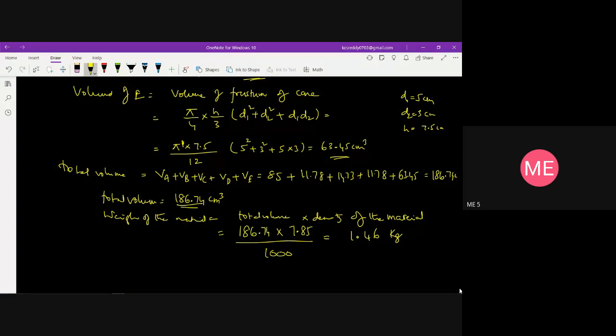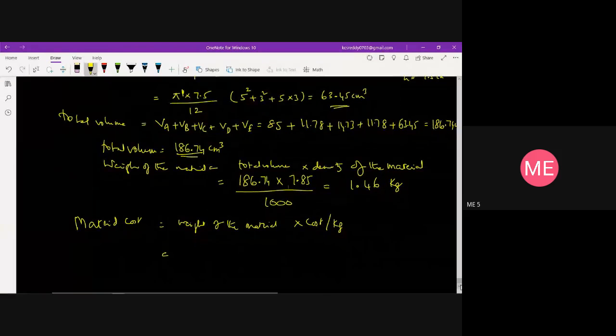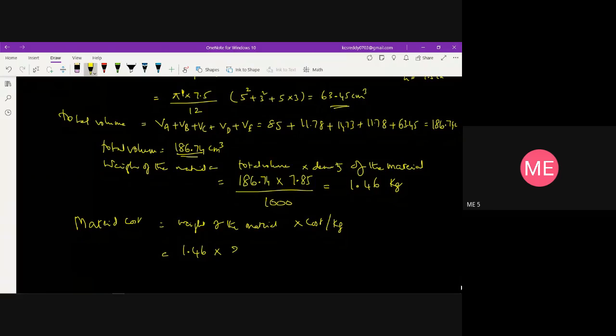So if I take the material cost, because I know the cost per kg, material cost is equal to weight of the material into cost per kg. So what is the weight of the material which you have? 1.46 kg, and cost is 20 rupees per kg. So put together, I'm going to get around rupees 29.20. This is the one component cost.